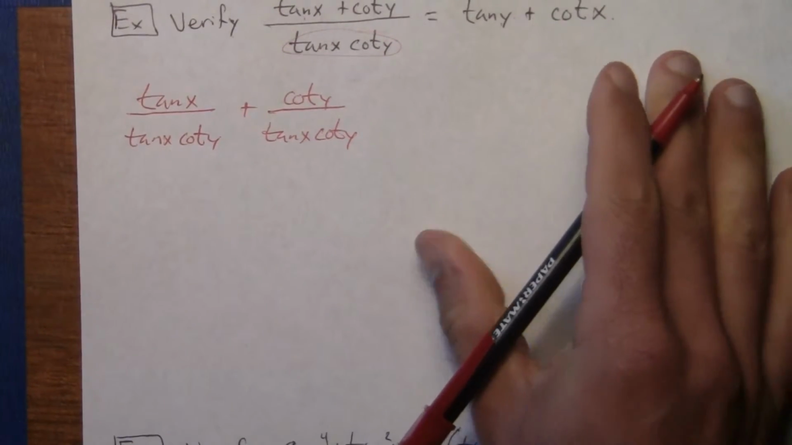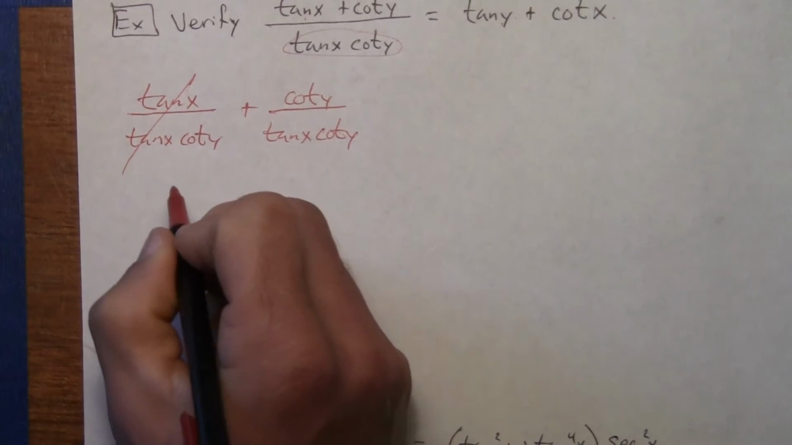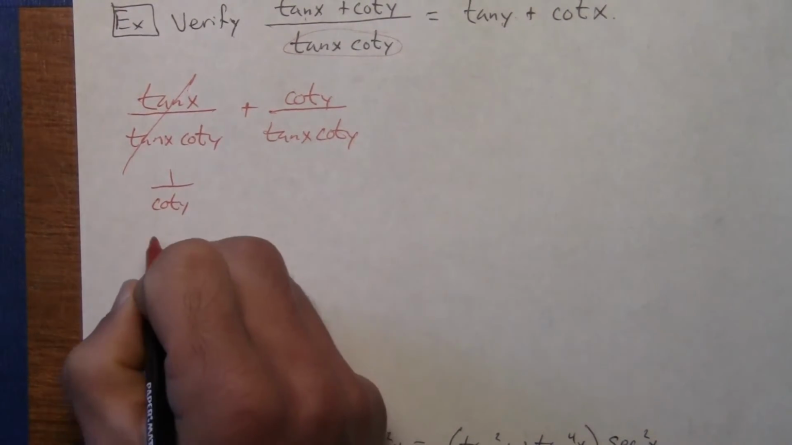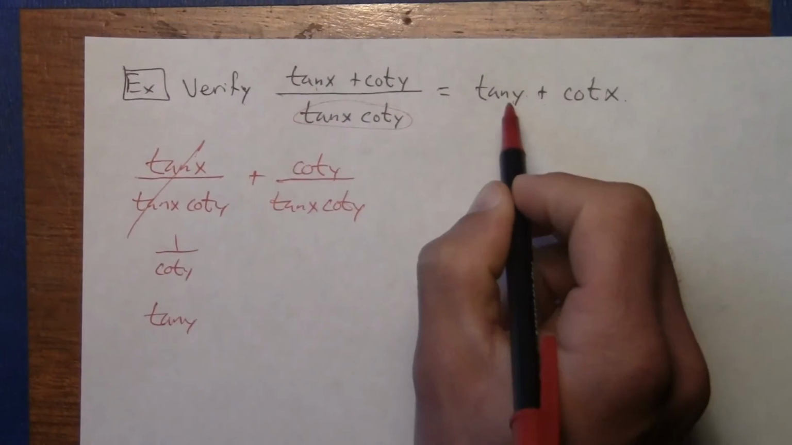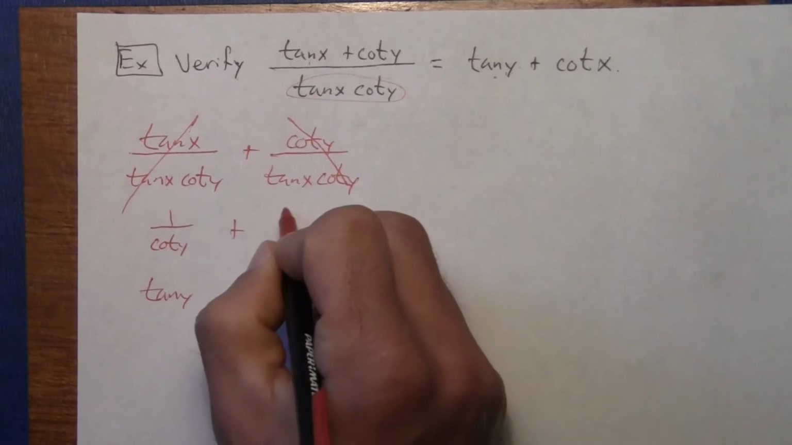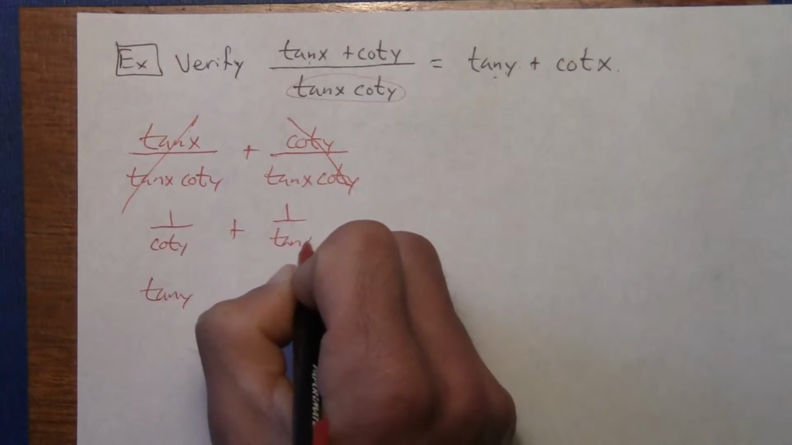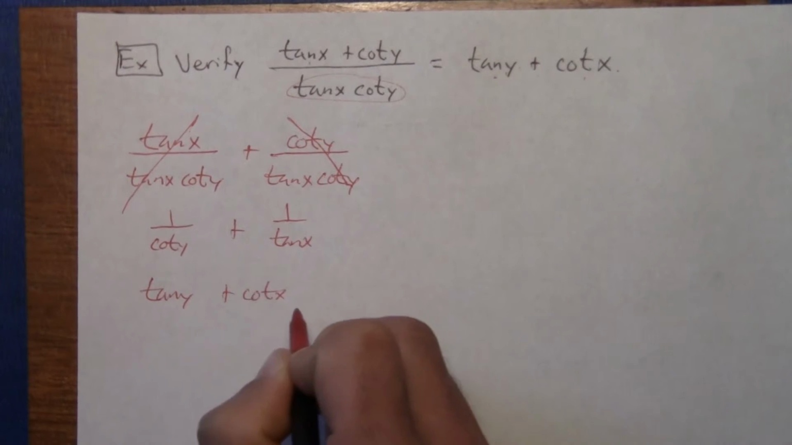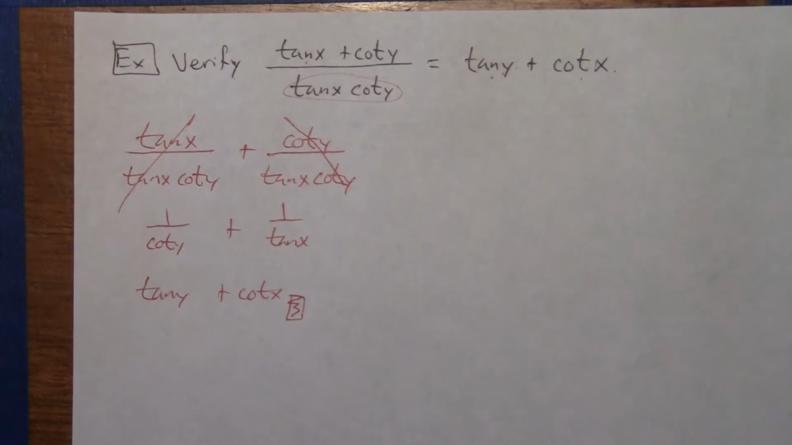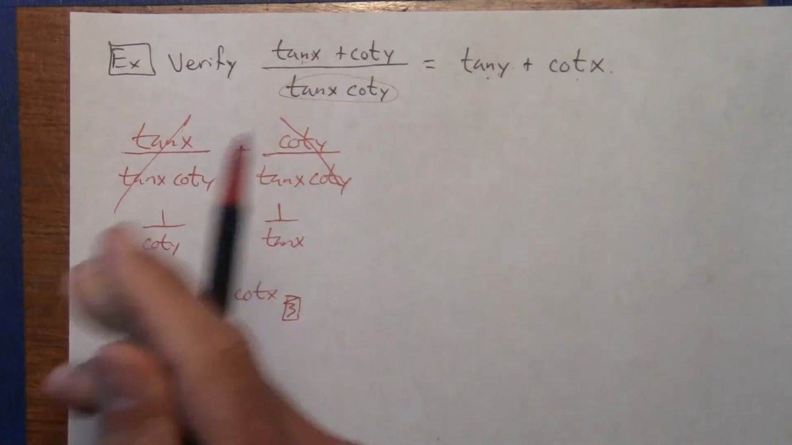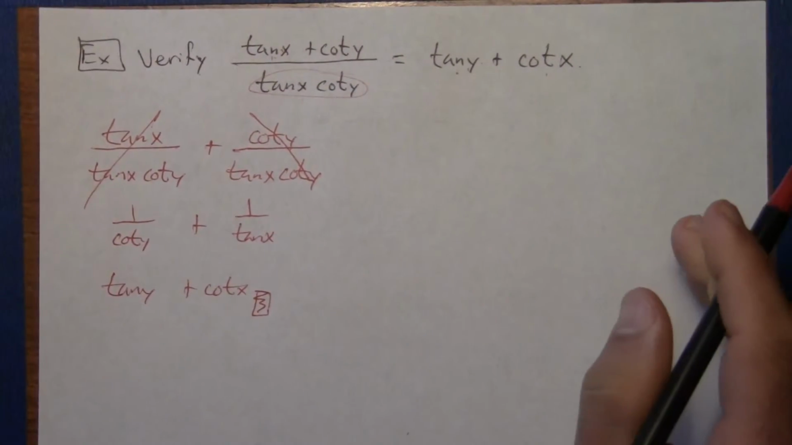And then if I look at that, I'd say, well, wait a minute, the tangent x's just cancel. I'm going to have 1 over the cotangent of y, which of course would change into the tangent of y, which is exactly what I want, plus the cotangents cancel, and I end up with 1 over tangent x, which is of course cotangent x. And I have what I want. Fairly quick and simple, just recognizing that I already had two terms in the numerator, one term in the denominator, so go ahead and split them apart.